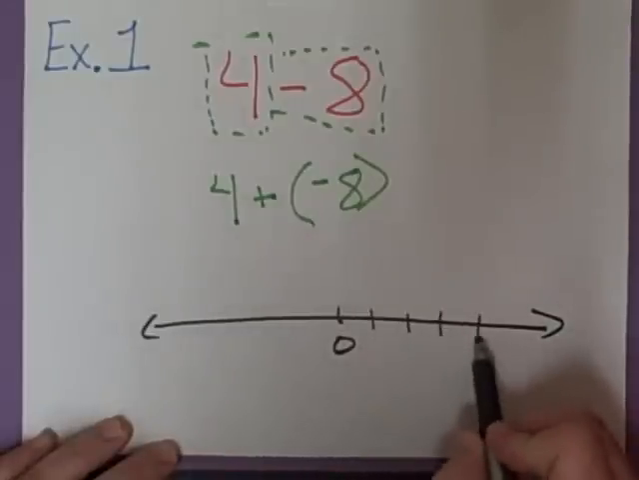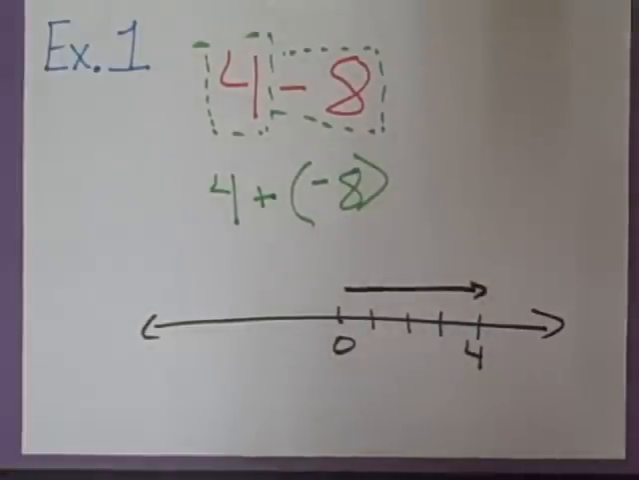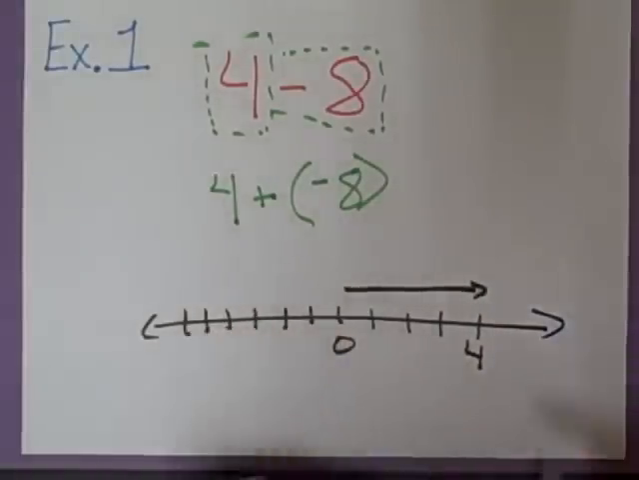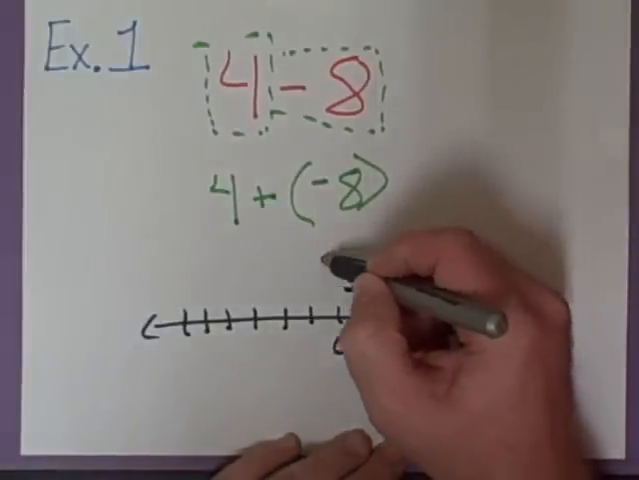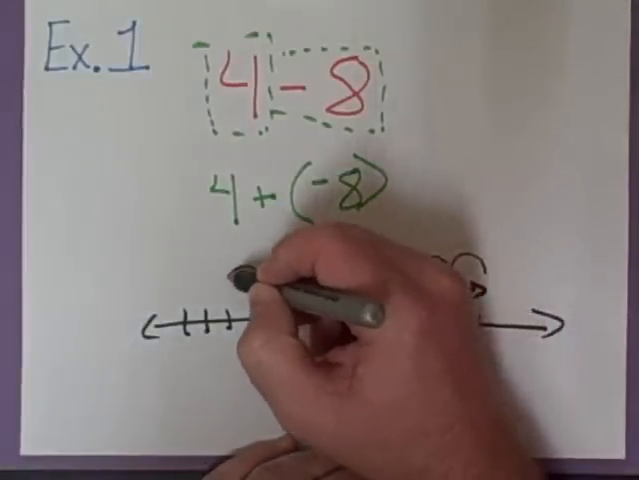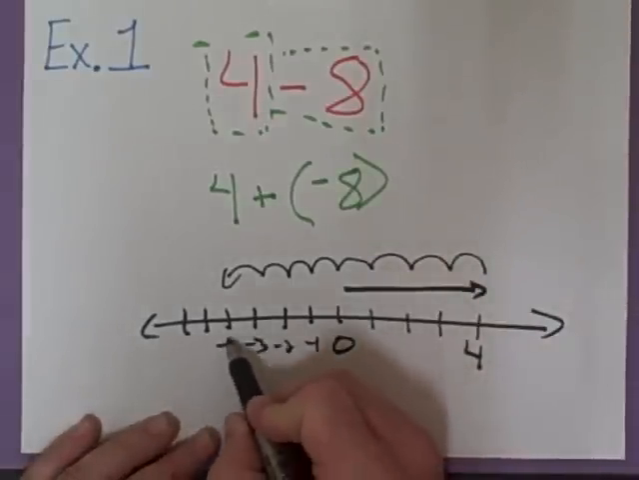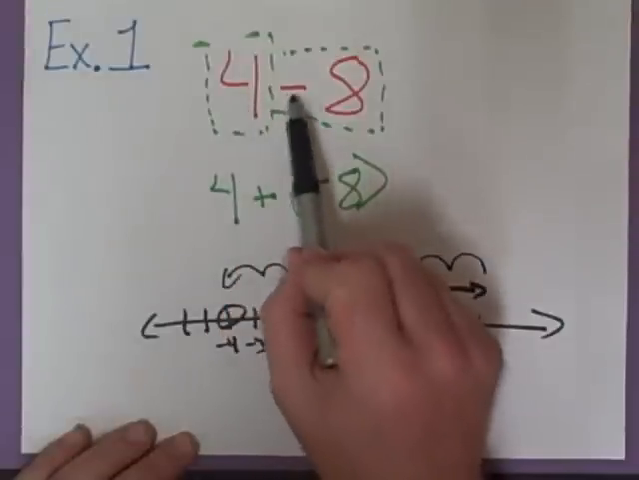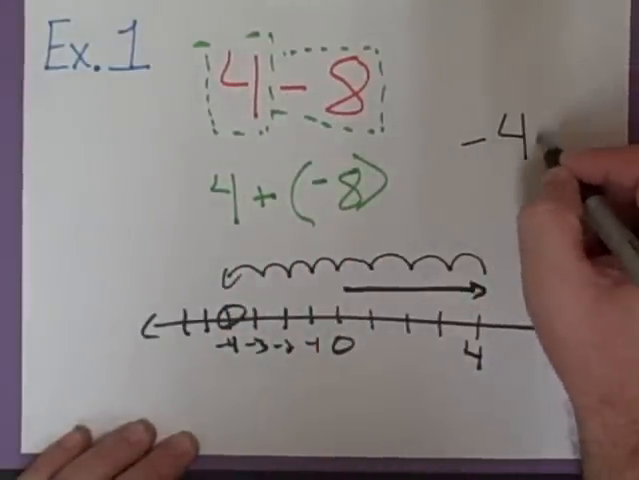here we are at 4. So we start at positive 4, and then we have to go back negative 8. So we go 1, 2, 3, 4, 5, 6, 7, 8. And we end up here at negative 4. So 4 minus 8 is negative 4.